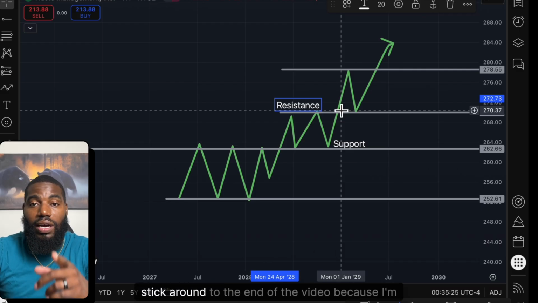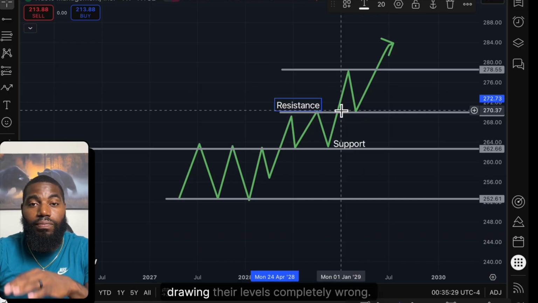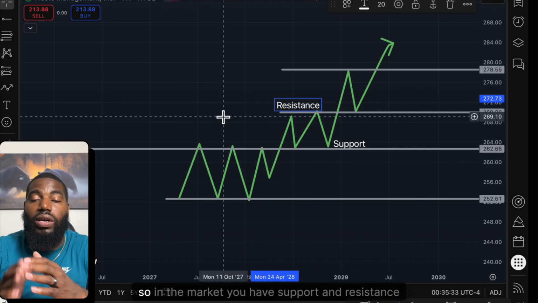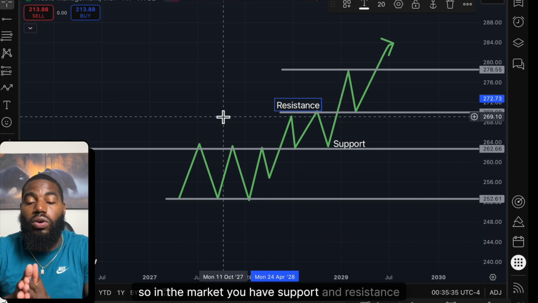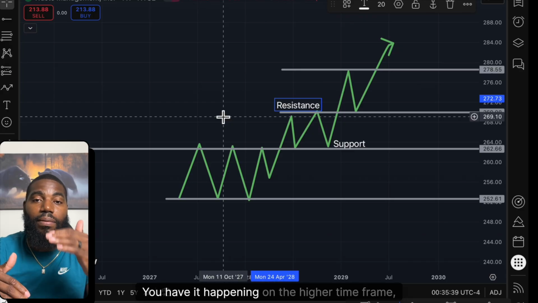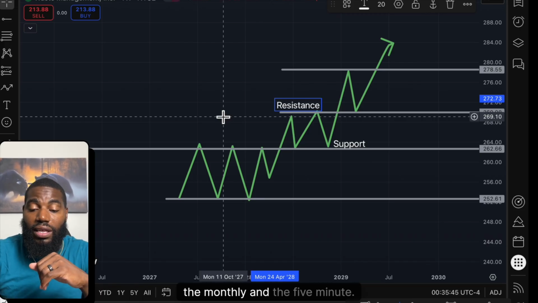And again, stick around to the end of the video because I'm going to show you how most people are drawing their levels completely wrong. All right. So in the market, you have support and resistance happening on all time frames. You have it happening on the higher time frames, the daily, the weekly, and the monthly, and the 5-minute.